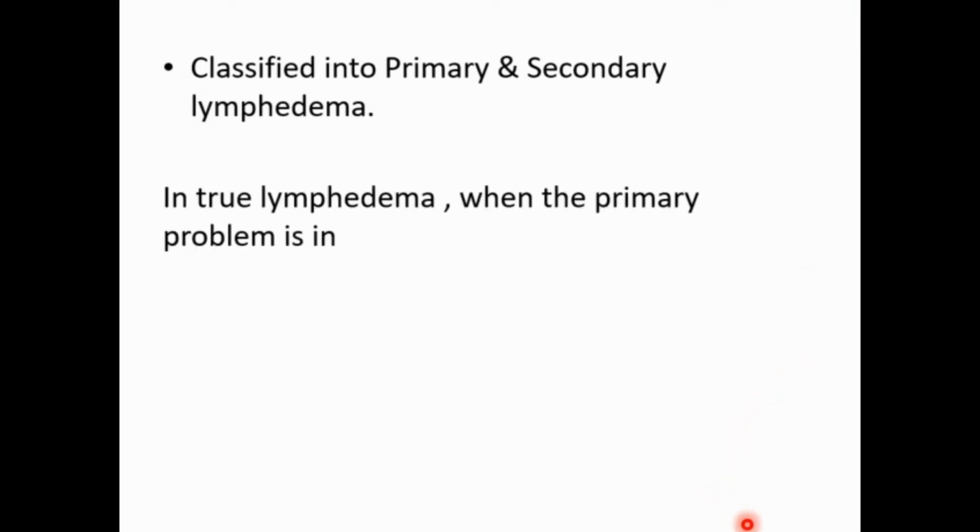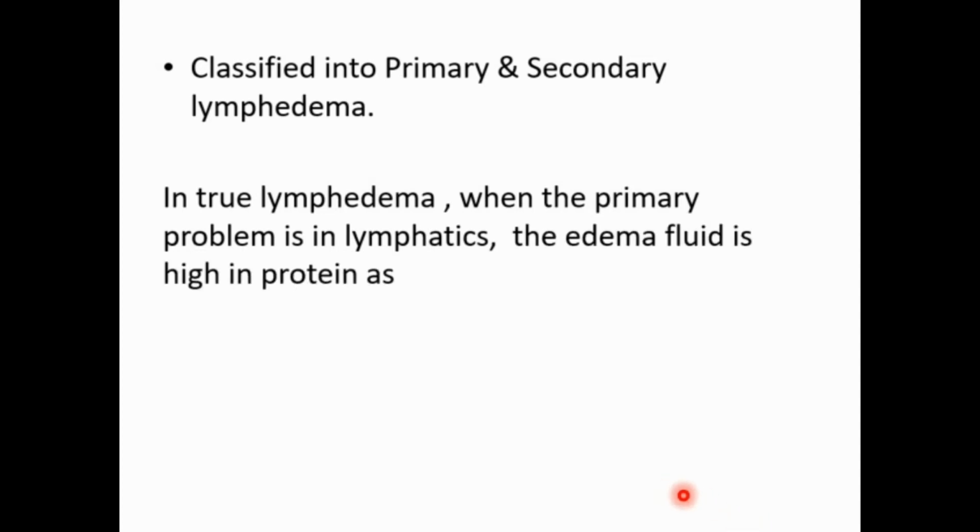So how can we classify lymphedema? We can classify into primary and secondary lymphedema. In true lymphedema, when the primary problem is in the lymphatics, the edema fluid is high in protein as capillary filtration is normal. So, primary lymphedema has 3 types.